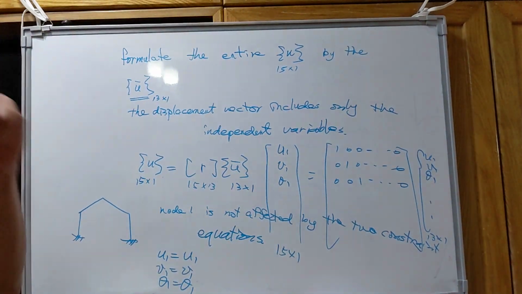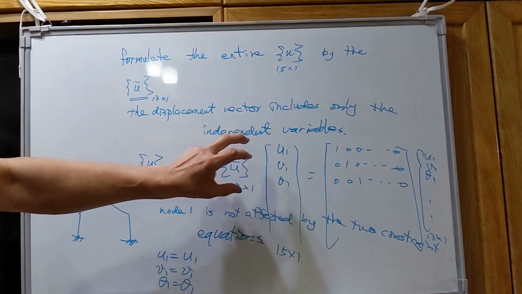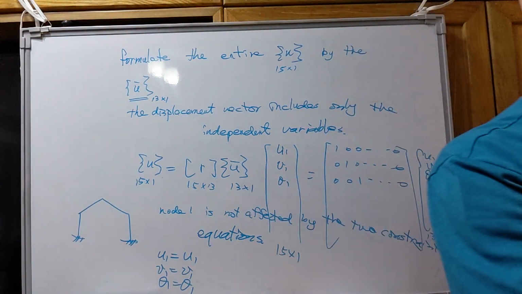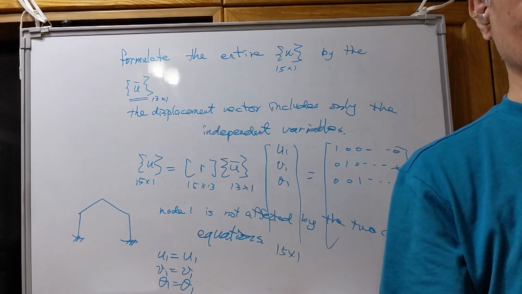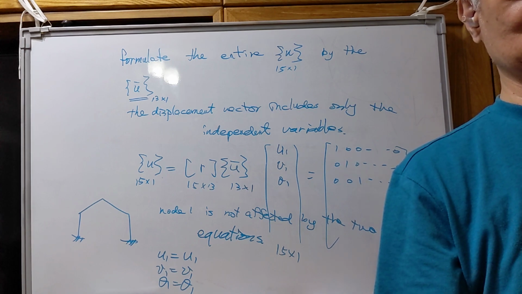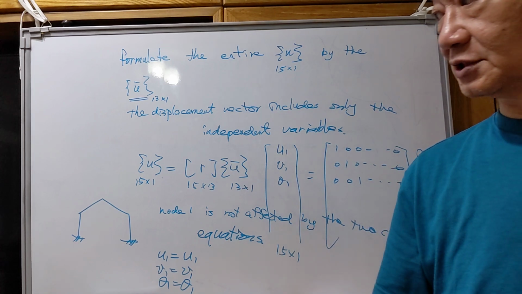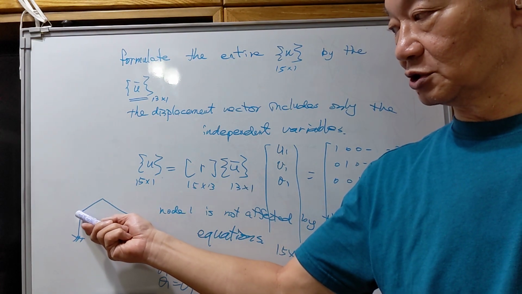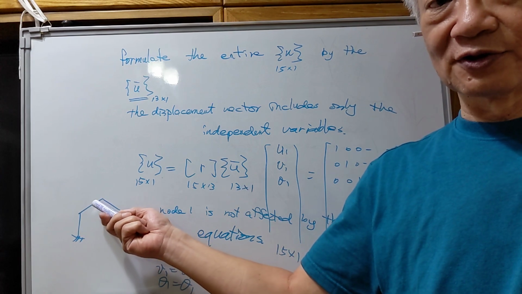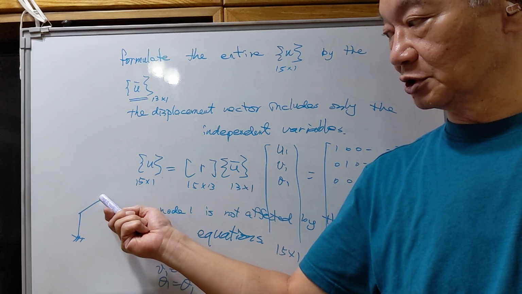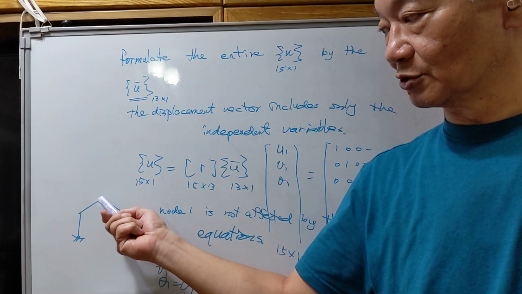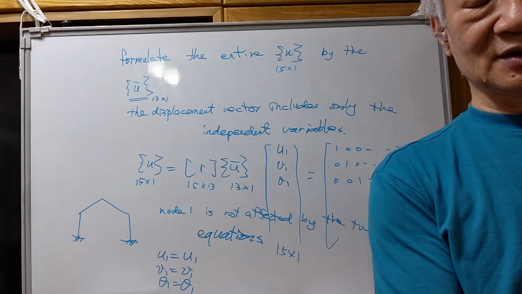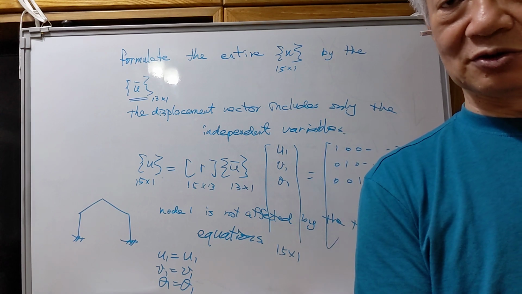Since U1, V1, and theta 1 will not be shown in the constraint equation. The constraint equations are related to node 2, node 3, and node 4. The first constraint equation is related to node 2 and node 3. The second constraint equation is related to node 3 and node 4. Node 1 and node 5 are not related to the 2 constraint equations.